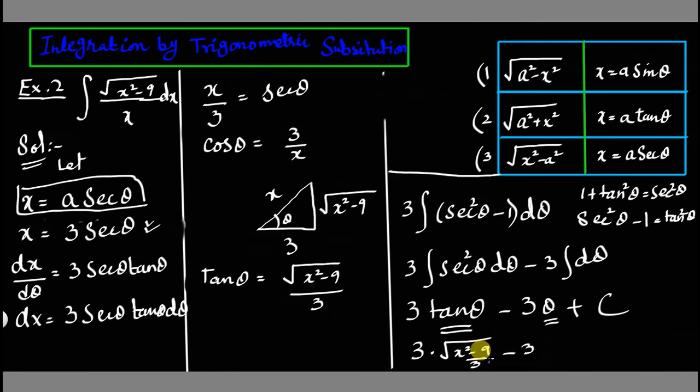Now in this case you can substitute the value from this section, that is secant inverse x over 3 plus c. From here, from this equation number 1, you can produce the value of theta, so that will be secant inverse x over 3. So this will be our final answer for this example.